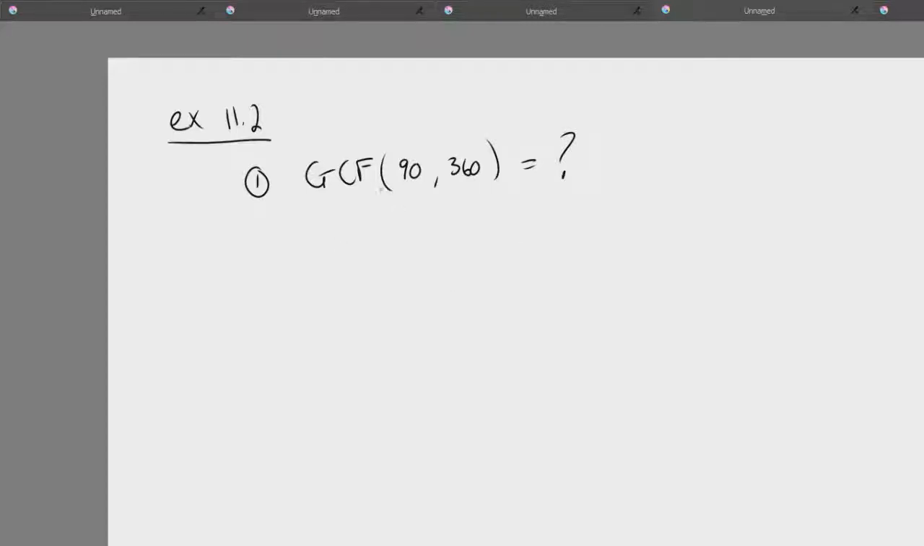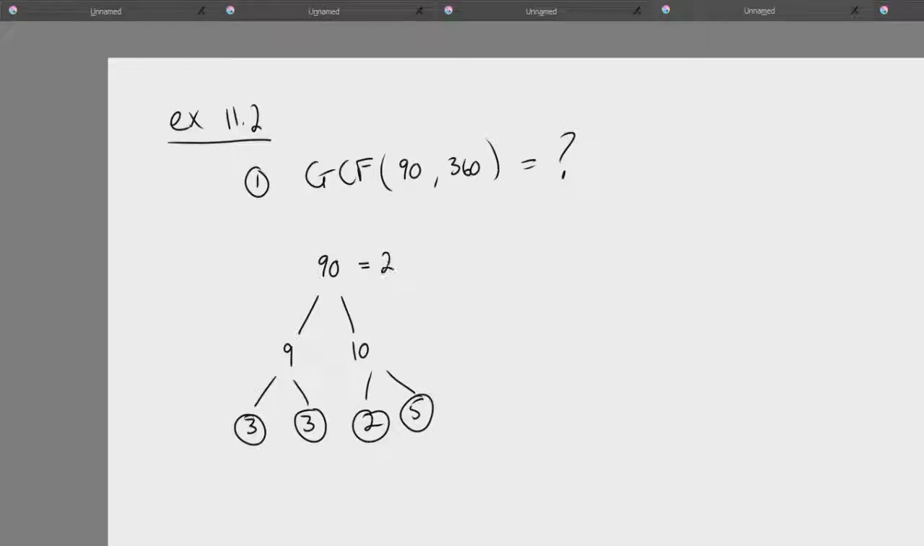Well, instead of making a list of all the possible factors, that would be ridiculous. I am going to look at what makes these numbers tick. So I'm going to have to find the prime factorization, and I'll do that by way of a factor tree. So I can go 9 times 10. That's an obvious one. 9 is 3 times 3. 10 is 2 times 5, and I'm done. So 90 is 2 times 3 squared times 5.